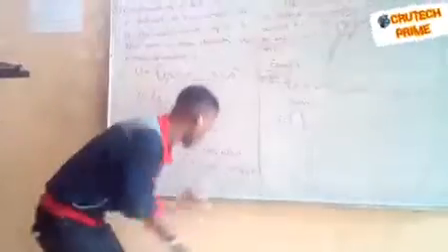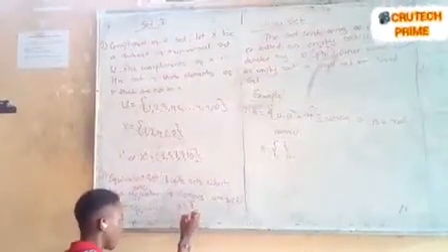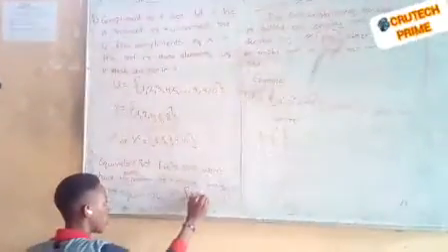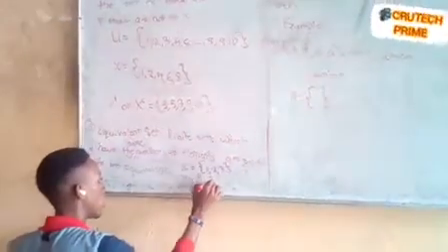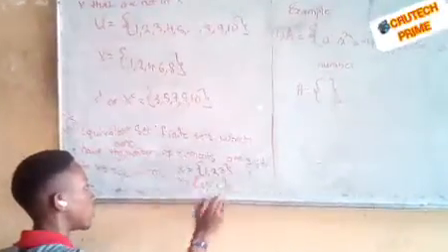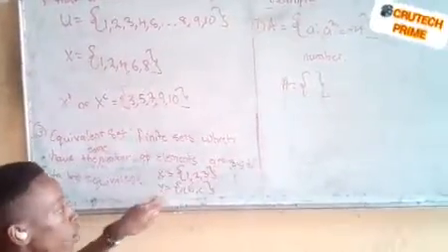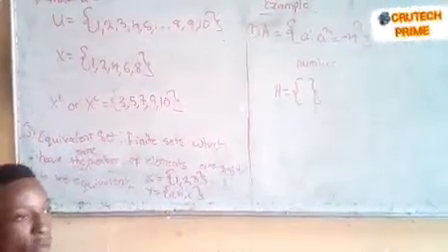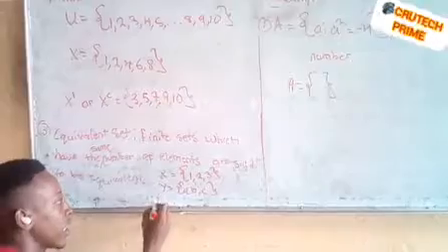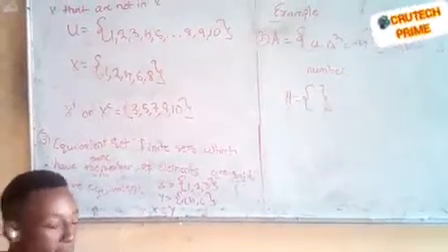Let's take an example. Let X equal 1, 2, 3. Then Y equals A, B, C. Now let's look at the difference. X has how many elements? 1, 2, 3. Y has how many elements? A, B, C. These two sets are said to be equivalent. That is, X is equivalent to Y. As easy as that. Now this should be 4.